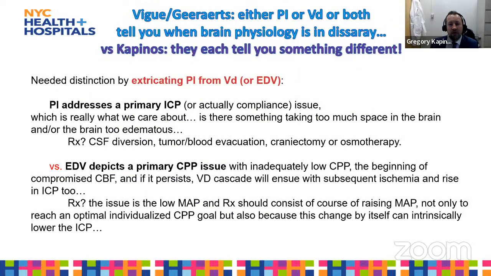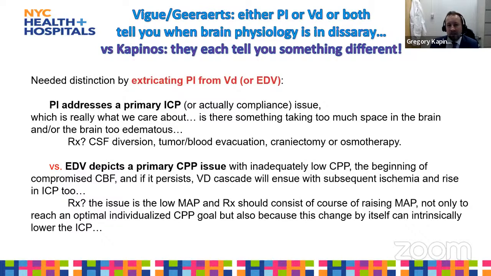So I think all those publications that decried the value, or how do you say, diminished the value of PI in the literature, was only because they were comparing it to the ICP gold standard with an EVD or an intraparenchymal monitor. And I would disagree with that, because I would say that's the wrong gold standard.